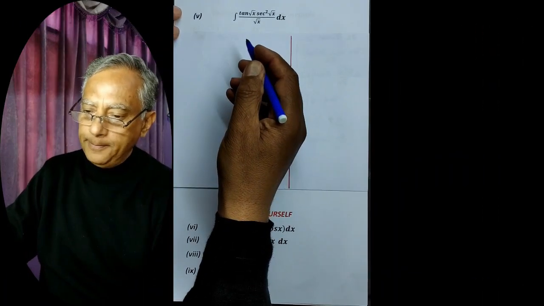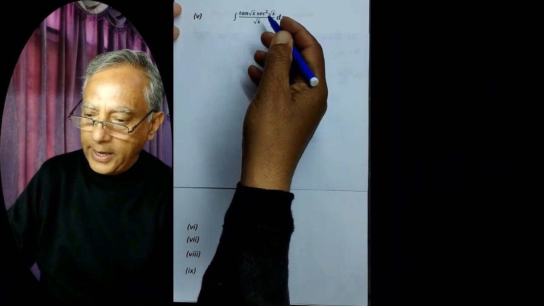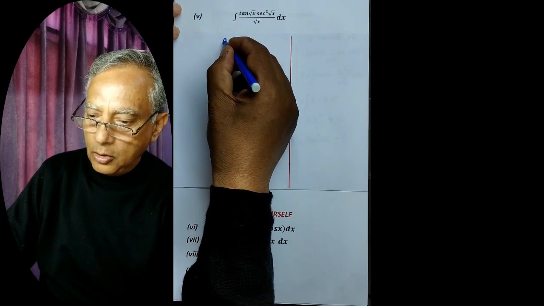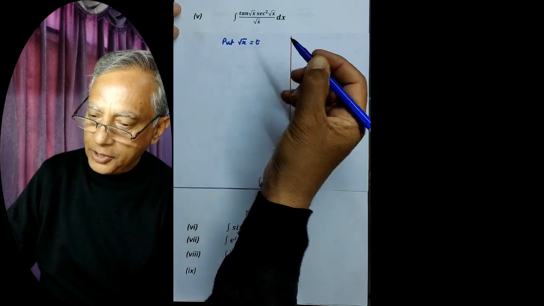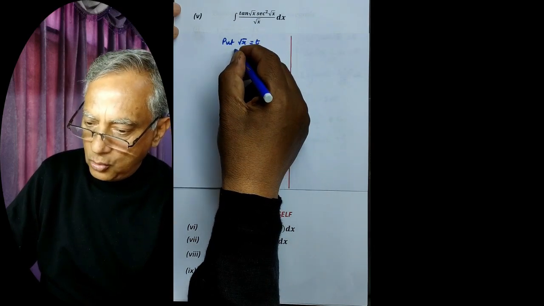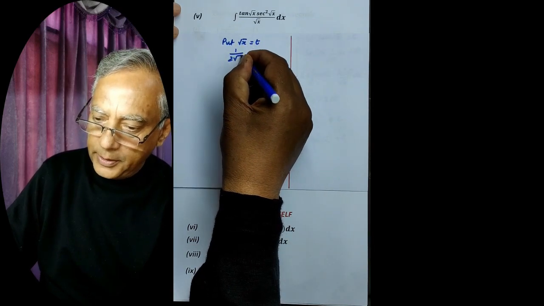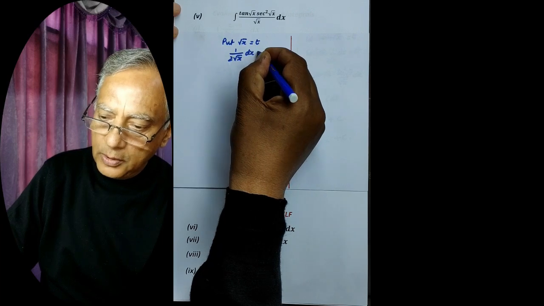Now in this question, inner function is root x. Put root x equal to t. Then differentiation of this is 1 by 2 root x dx is equal to dt.